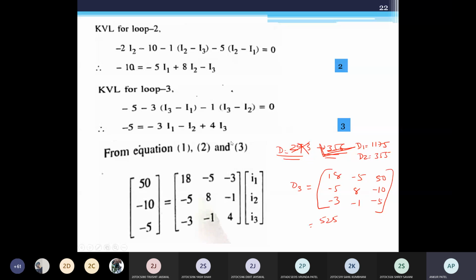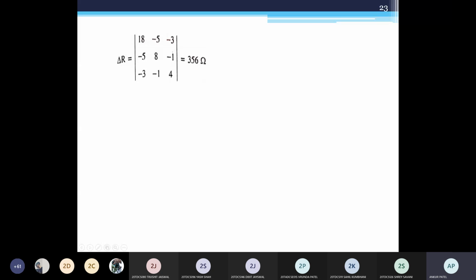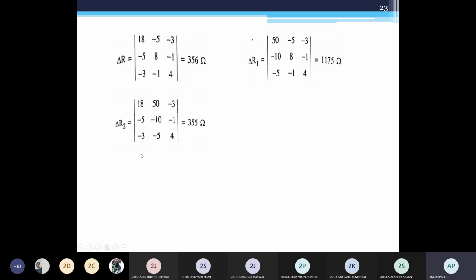So your delta R is 356. Okay. So this is the resistance value, and you can show it in ohms. Delta R1 is 1175 ohm, delta R2 is also 355 ohm, and this is 525 ohm.